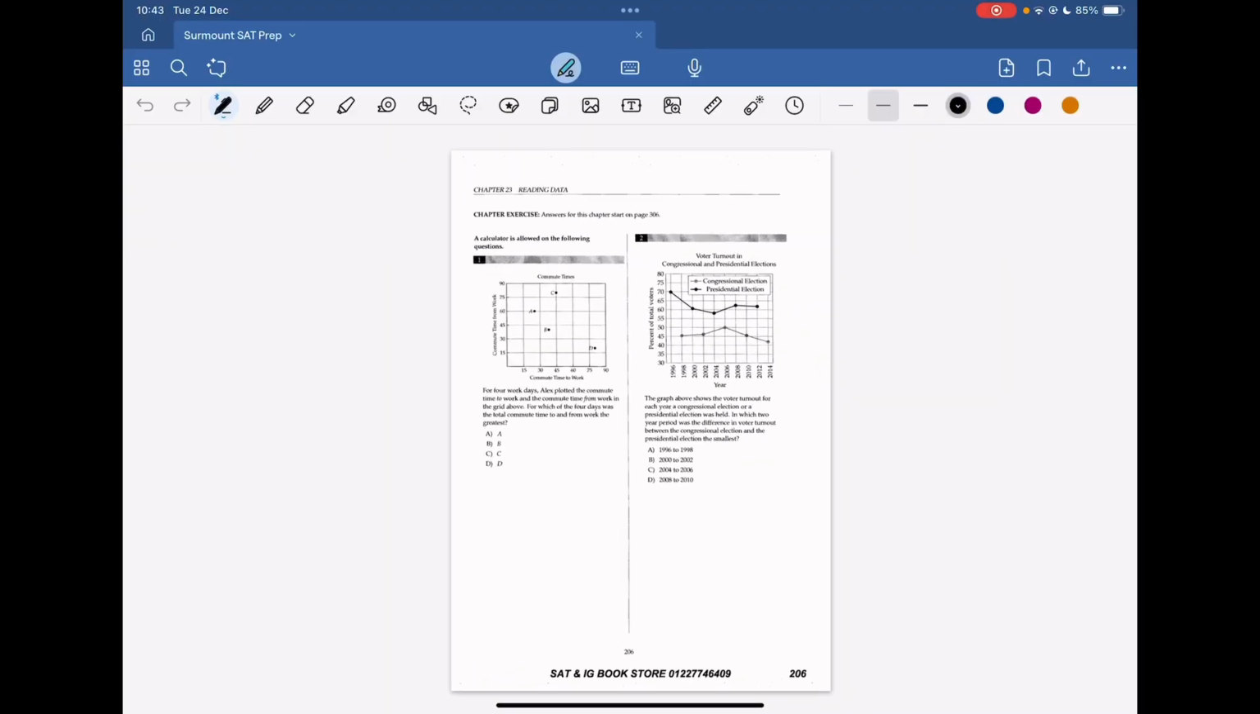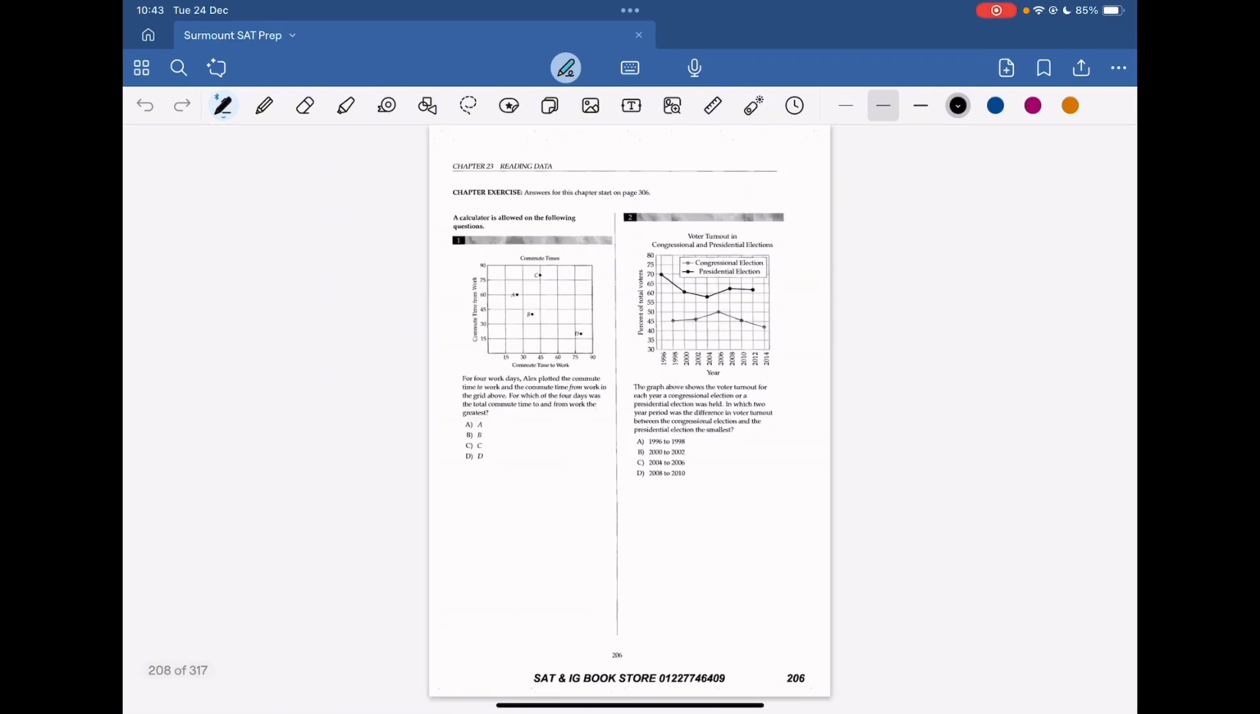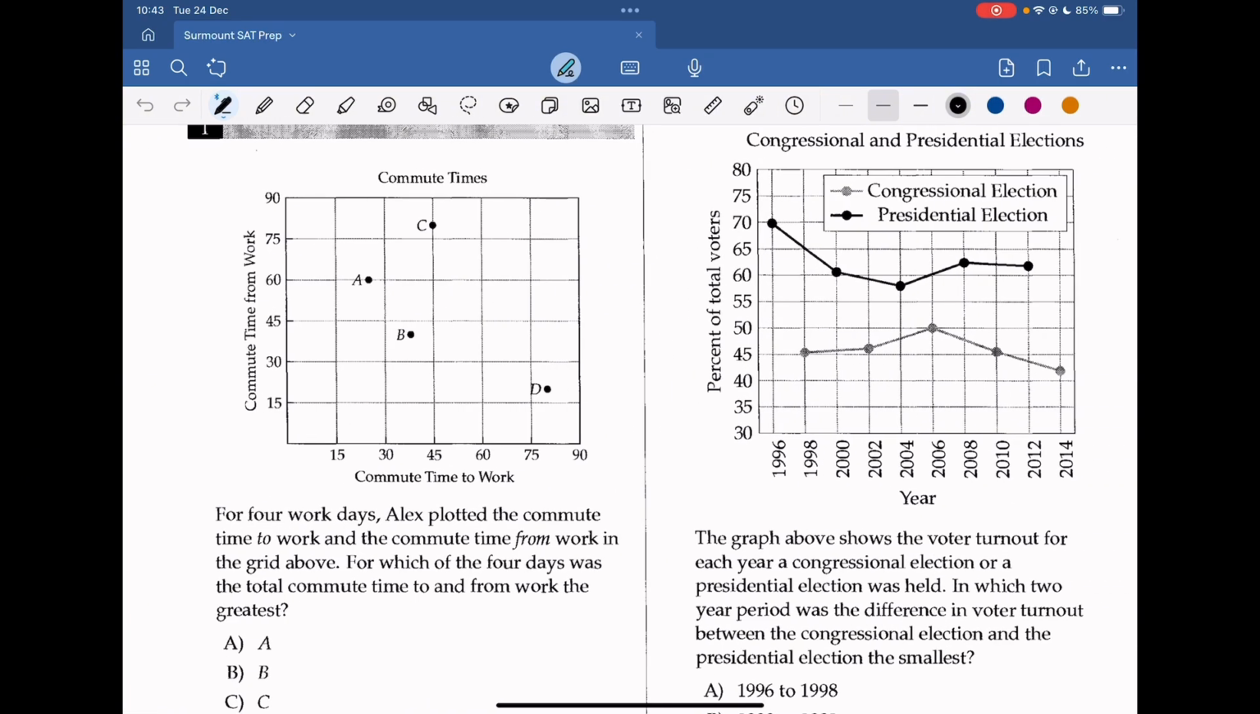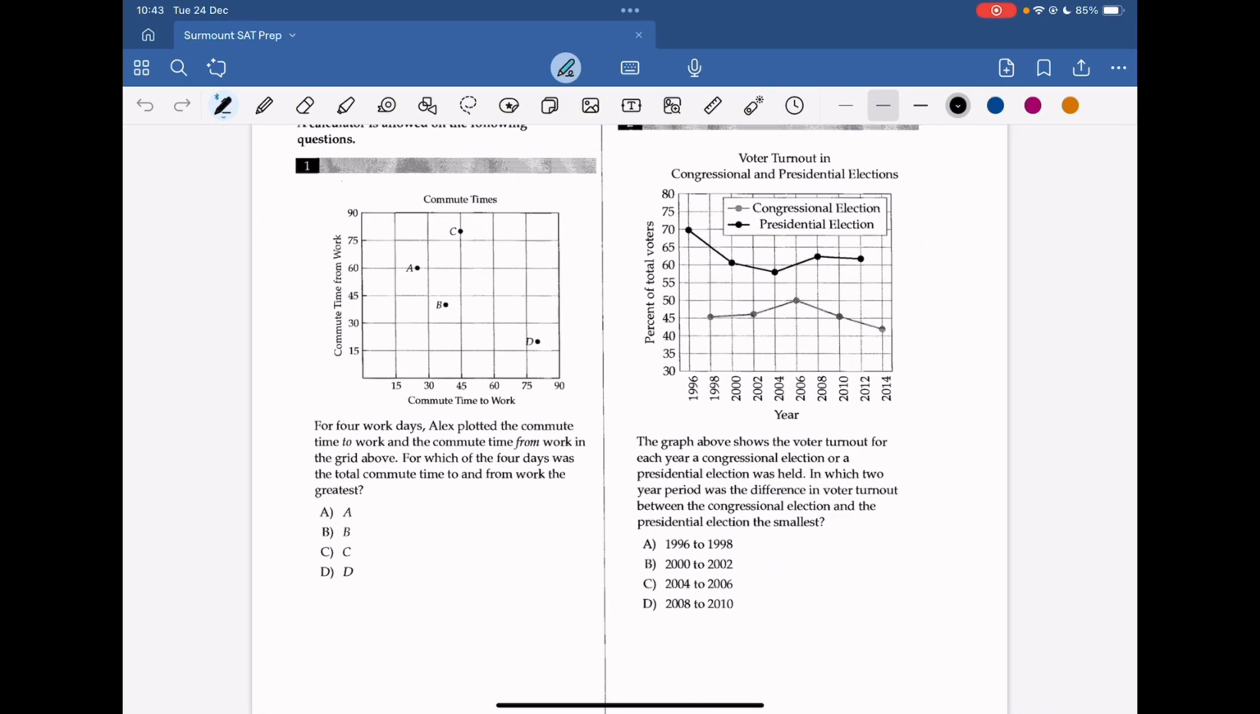Today we're tackling Chapter 23, Reading Data from the College Panda Math book. Let's start with the first question here. For 4 work days, Alex plotted the commute time to work and the commute time from work in the graph above. For which of the 4 days was the total commute time to and from the greatest?